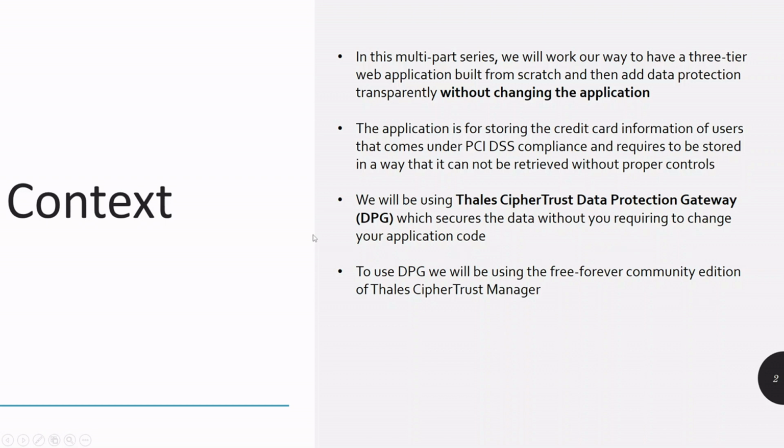The focus of this application will be storing sensitive information like credit card data, those kinds of information that come under the compliance lens, and they need to be stored in a way that is secure and cannot be retrieved without proper controls. We will be using Thales CipherTrust Data Protection Gateway and the community edition of Thales CipherTrust Manager for this transparent encryption. This is a free tool, and we will look into the other parts of the series on how we can configure the same to work with our environment.